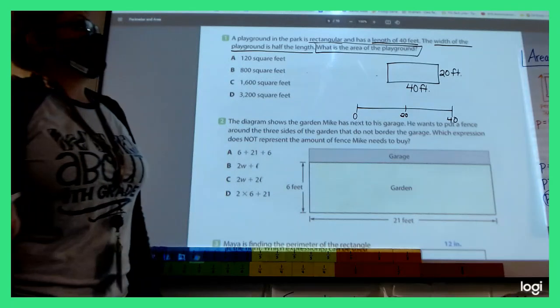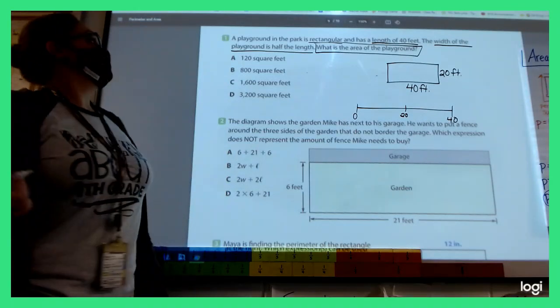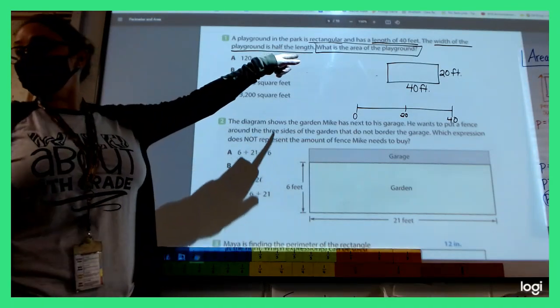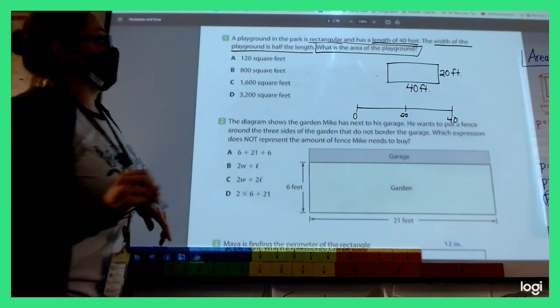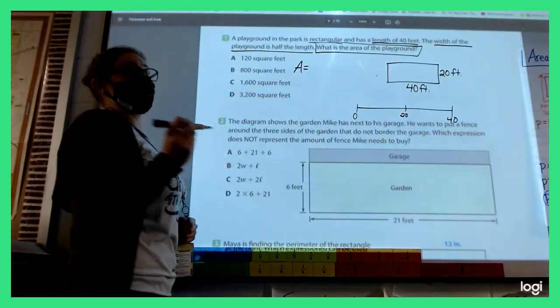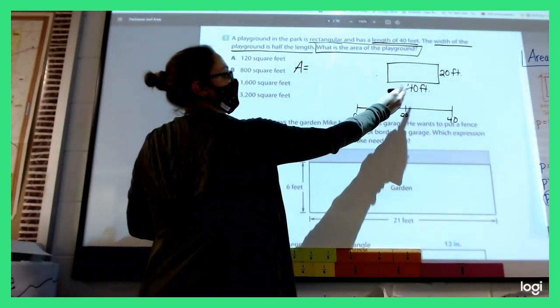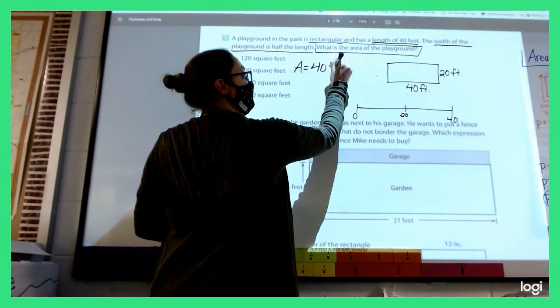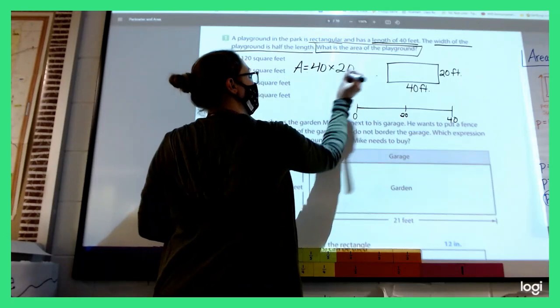All right, now that was not the question they wanted answered. What question is in my box? Hayden, what's the area? So, area formula real quick. If you know it by heart, sometimes you don't need to write the L and W. So our length is 40 times width is 20.